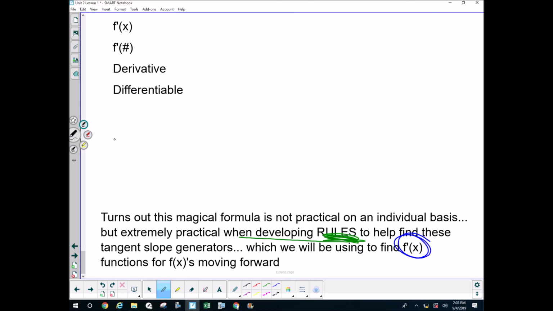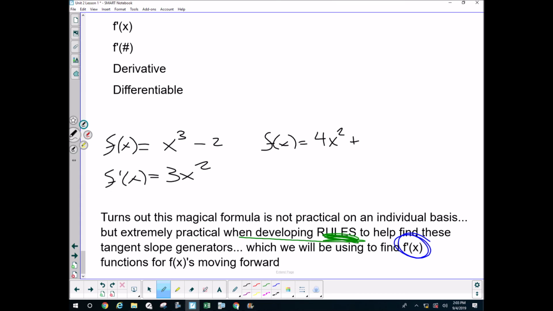And what we will be able to do starting next class is if I give you x cubed minus 2, you will be able to say very quickly, oh, tangent slope generator 3x squared. Using rules, you'll be able to tell me that 4x squared plus 16, its tangent slope generator, 8x. Because the rules, which are generated from the magical formula, are what we are going to use to develop these.